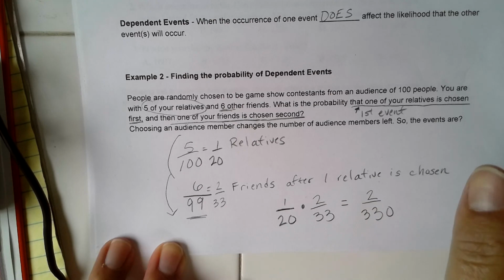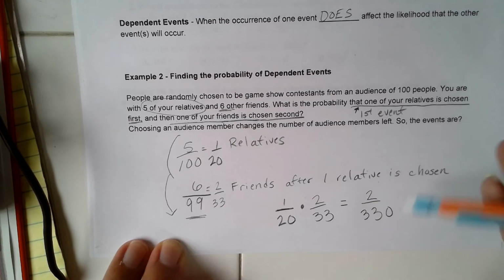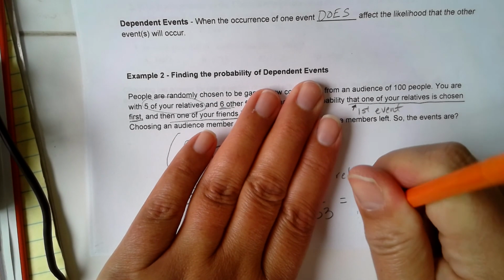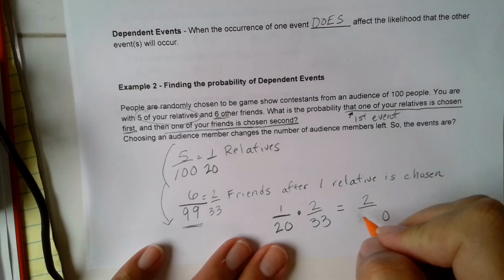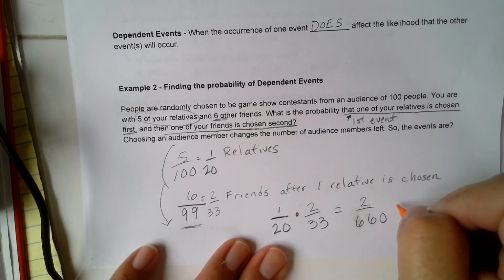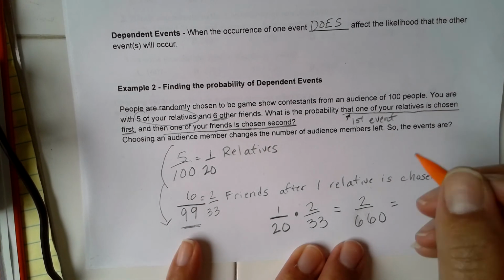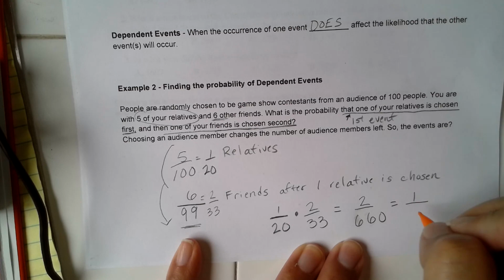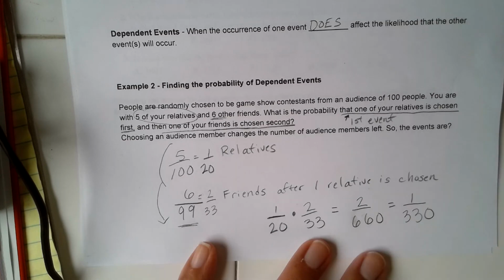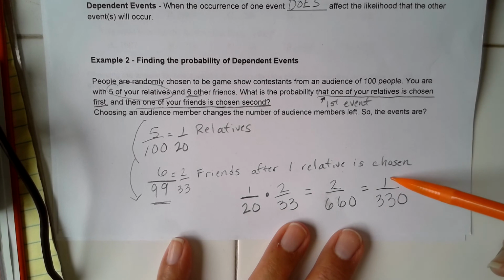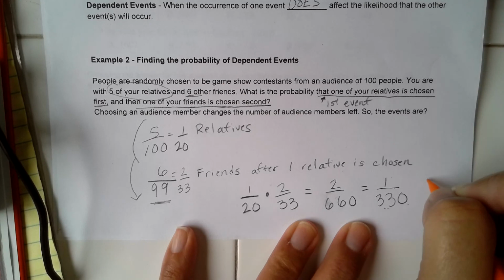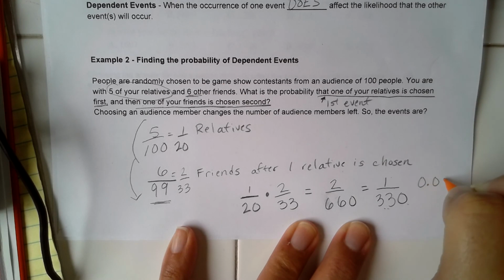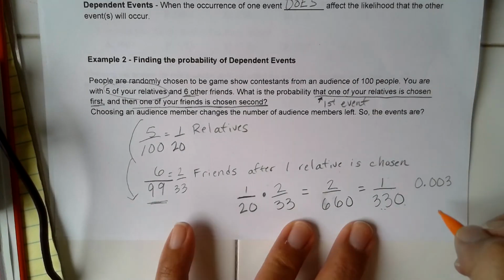I'm sorry, not 330. That's when we simplify. It would be 660. Good thing I use a pencil. You should always use a pencil. All right, and then when you simplify, it's 1 out of 330. Now, if we were to put this in a calculator and we were to divide 1 divided by 330, the answer would be 0.003, which in percentage, we move the decimal twice, that is 0.3%.